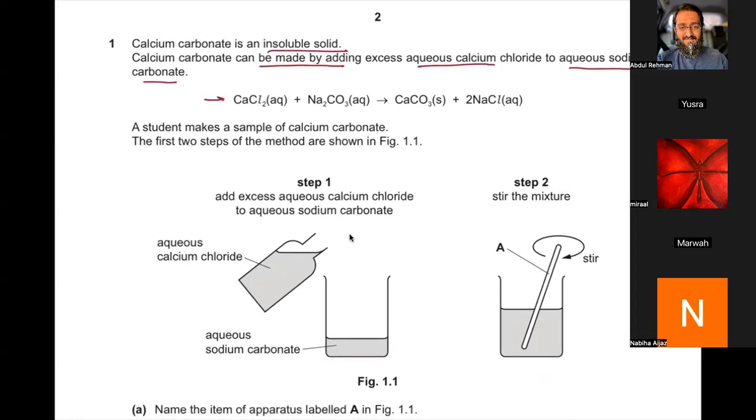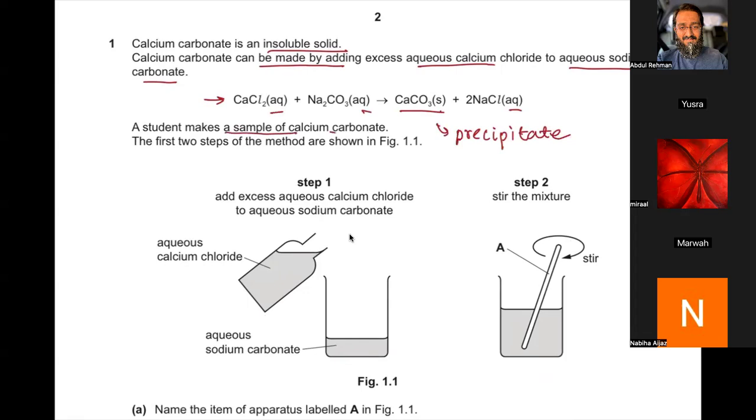So here we have an equation by which calcium carbonate, which is water insoluble, is made. See, these are aqueous, this is aqueous, and it's a solid. So that's why the precipitate is formed, right? Because the solid is formed by the mixing of two aqueous solutions.